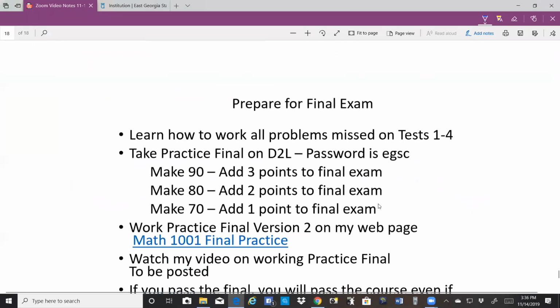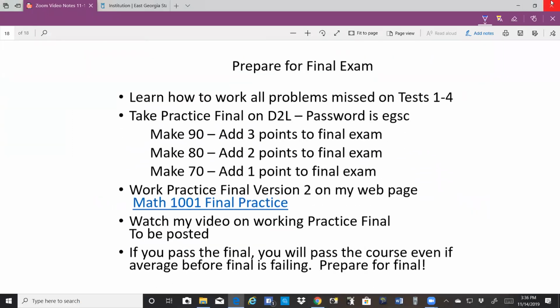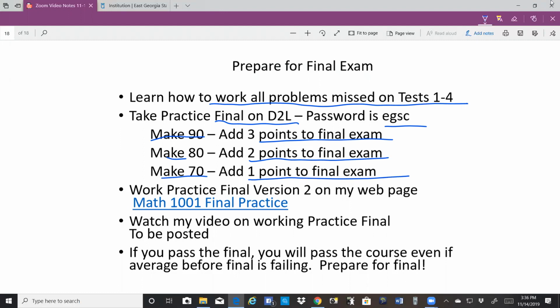Here is how I would like for you to prepare for the final exam. First of all, learn how to work all the problems missed on tests 1 through 4. Take the practice final on D2L. The password is EGSC in lowercase. And I will add some extra points if you will do this. If you make 90 on homework, I'll add 3 points to the final exam score. If you make 80, I'll add 2 points. If you make 70, I'll add 1 point. If you don't make 70, I won't add any points.